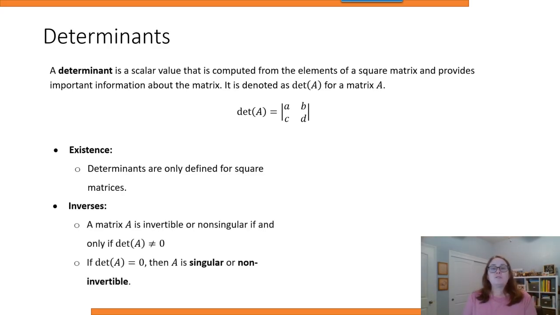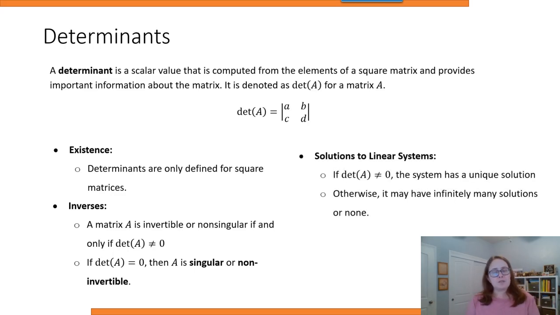The determinant will tell me something about the inverse of the matrix. It turns out a matrix A is invertible or non-singular, so it has an inverse, if and only if the determinant of that matrix is not 0. So if I take the determinant and I get something other than 0, I know that it's invertible. And if I know it's invertible, I know that the determinant will not be 0. If the determinant is 0, then we call that matrix singular or sometimes non-invertible, which just means that it doesn't have an inverse matrix.